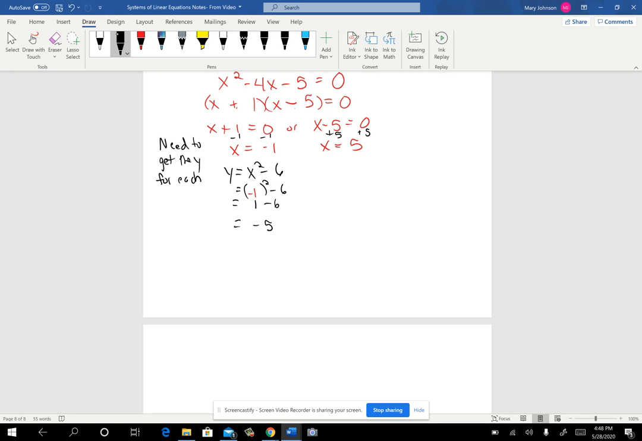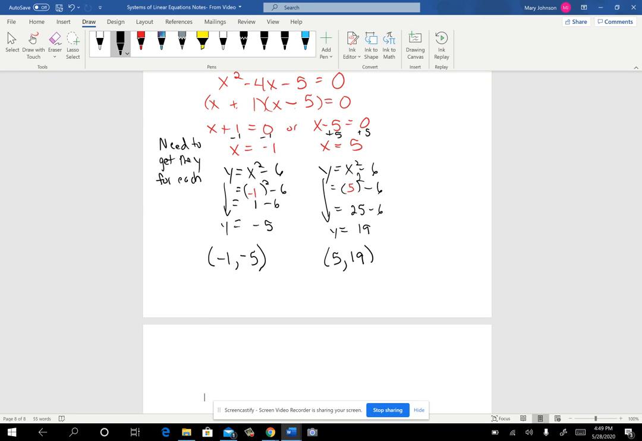Then you have to find the y that corresponds to an x of 5. So you do the same thing over here. Right there, you're going to put in the 5 and then work that out. And you get 25 minus 6. That turns out to be 19. So don't forget that was the y on those. Okay. So when x was -1, y was -5. And on this one, when x was 5, y was +19. So you get two solutions to this.